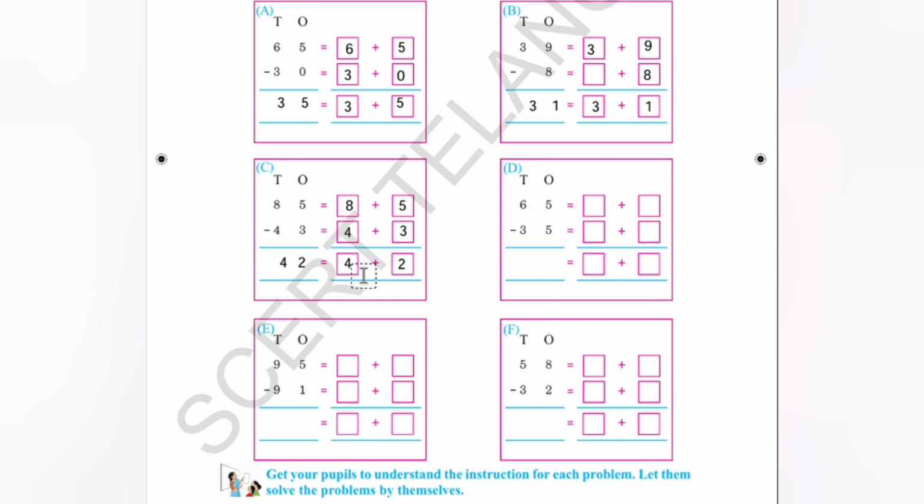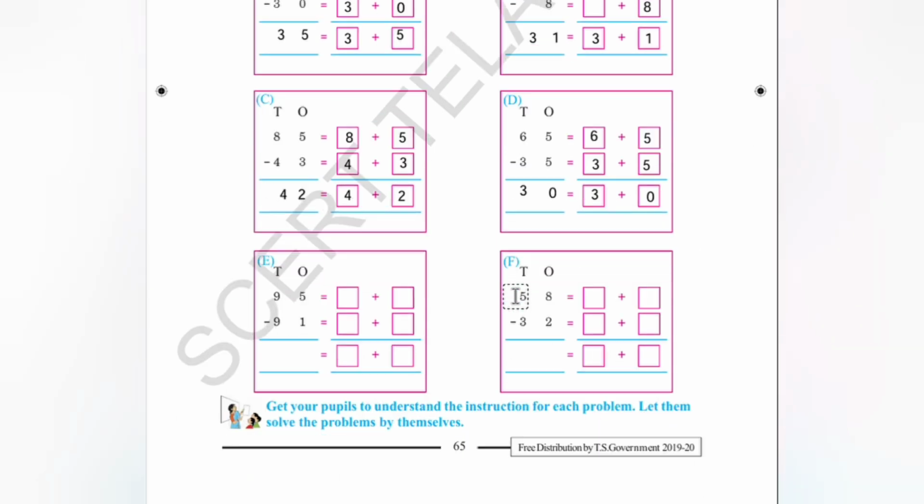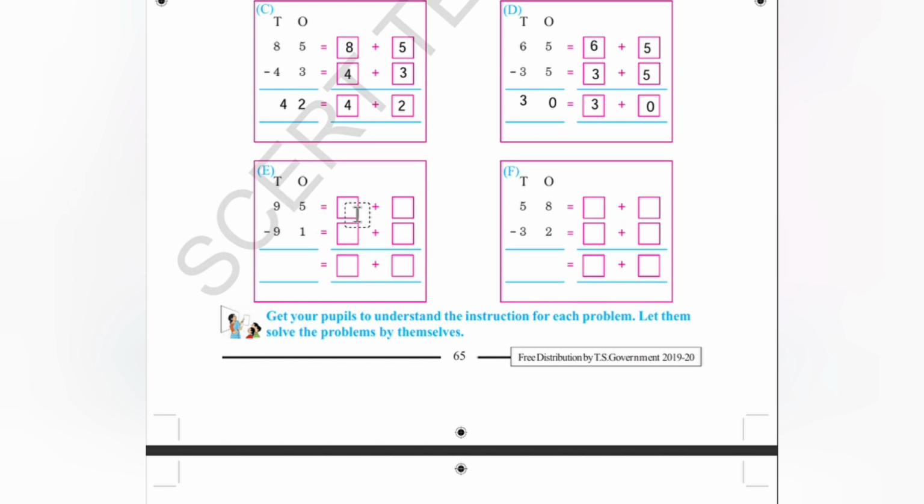Okay, so the next question has 4 in the tens position and 2 in the ones position. Next, 65 minus 35. 6 in the tens position and 5 in the ones position. Minus 35 means 3 in the tens position and 5 in the ones position. Okay, 5 minus 5 is 0, and 6 minus 3 is 3. So, write 3 here. Here 0. Okay, 95 minus 91. Tens position 9, ones position 5. Minus 91. Tens position 9, ones position 1. 5 minus 1 is 4. 9 minus 9 is 0. 5 minus 1 is 4. Okay.